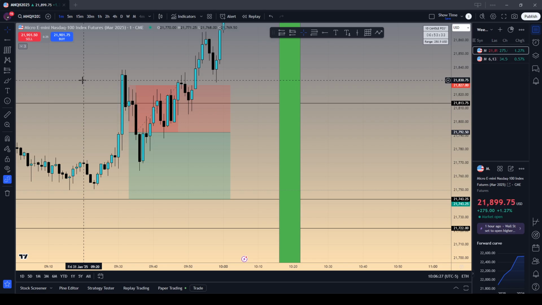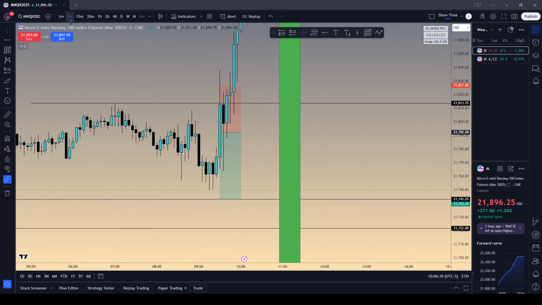So that was the first trade I took all week, the first trade I took in the past like 3 weeks. Yeah, I mean, it is what it is. You win some, you lose some.